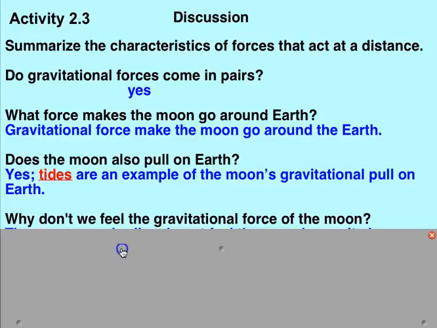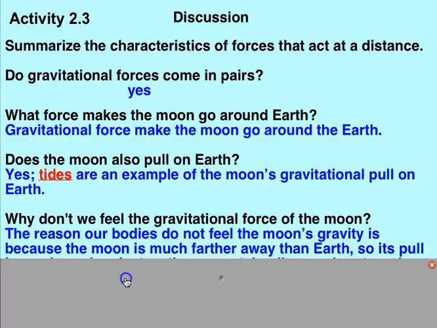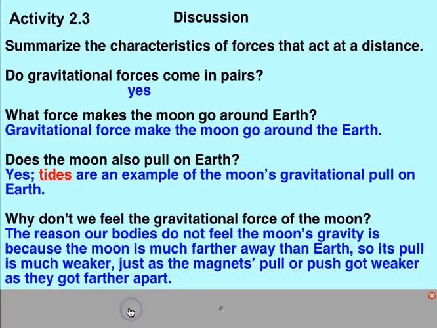But why don't we feel the gravitational force of the moon? Well, the reason our bodies do not feel it is because the moon is much farther away from us than the Earth is. So its pull is much weaker, just as the magnetic pull or push got weaker as the magnets got further and further apart. So even though the Earth tugs on the moon and the moon tugs on the Earth, and it's equal and opposite, we have to start looking at the mass, and because the moon is so far away and the Earth has such a large mass, we feel the gravitational force of the Earth and not the moon.